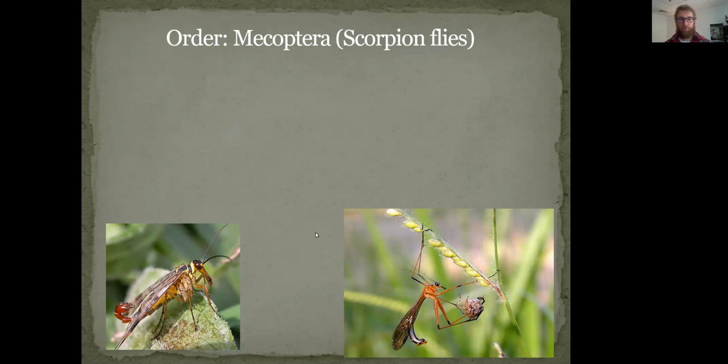Great. All right, just a few more orders to go through. Don't worry, I'm not going to hit them all. We'd be here all day. So the scorpion flies or the hanging flies. Now these get their name from a projection the males have on their abdomen, which you can see here, looks like a scorpion's tail.